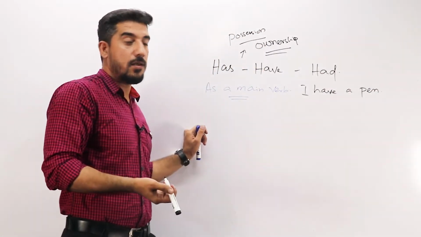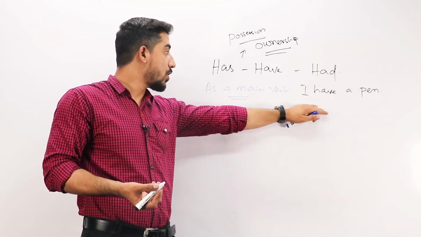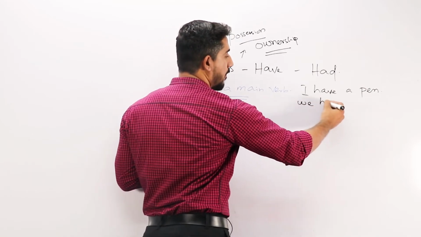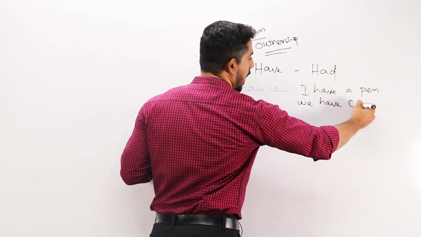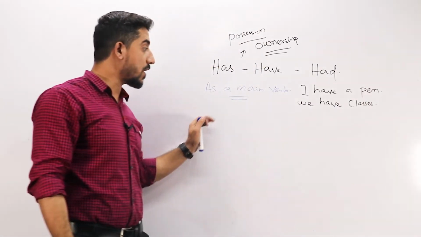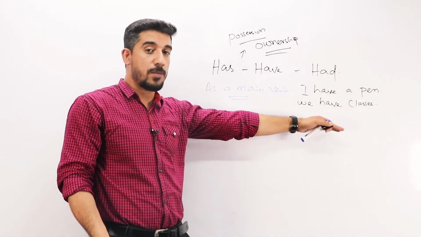I have a pen. Now it shows ownership or possession, and besides that we have classes. It shows possession here. Have is used as a main verb here.